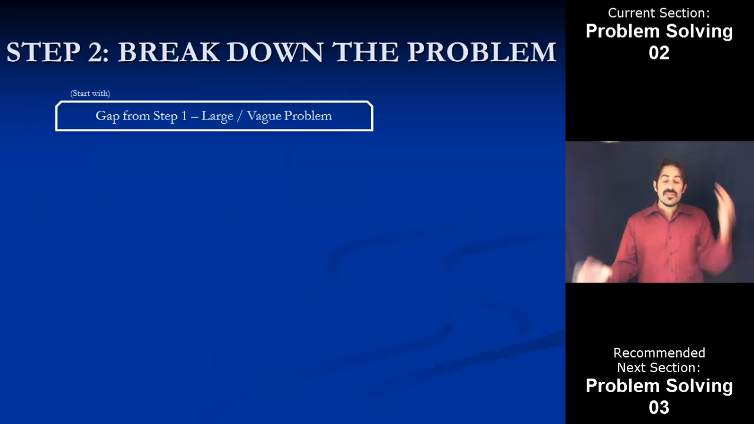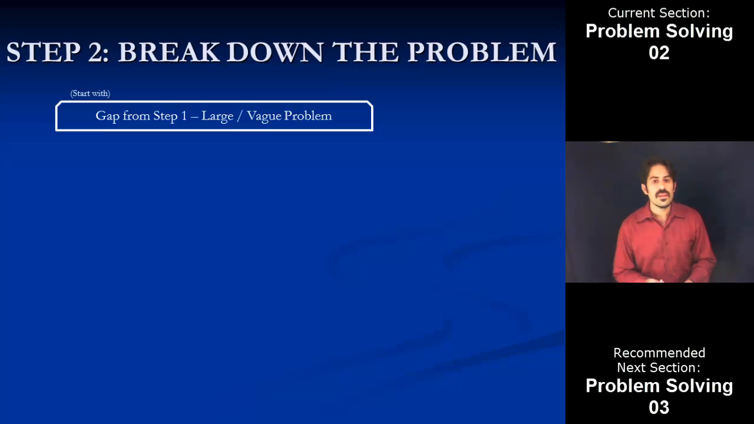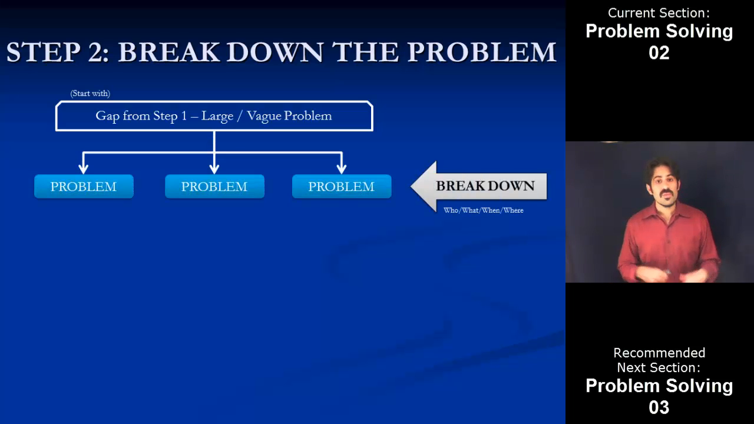So once we've clarified the problem, we find that gap, what we're actually going to try and close, then we want to start breaking down the problem. So again, what we'll find most often is that gap from step 1 is a large, vague problem, right? Going back to the example of widgets, there could be 1,000 different things that could be affecting the quality of that widget. So we want to start trying to break it down to see where that particular problem is coming from.